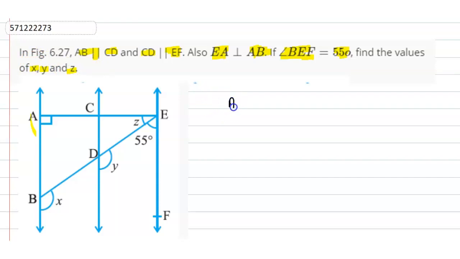AB is parallel to CD and CD is parallel to EF, and EA is perpendicular to AB and angle BEF is equal to 55 degrees.